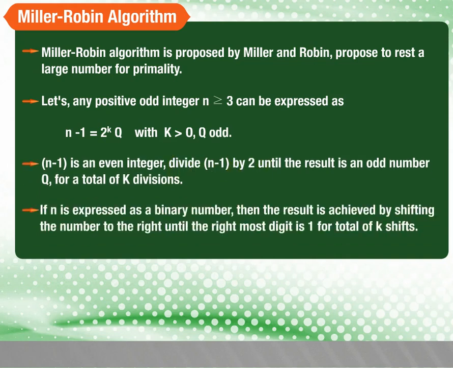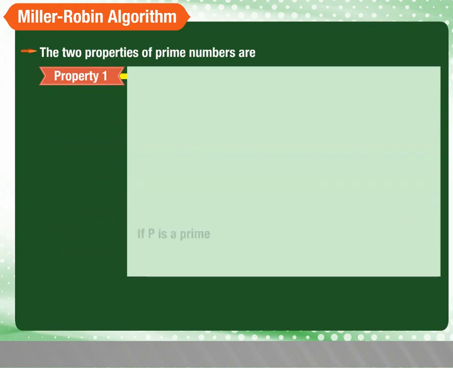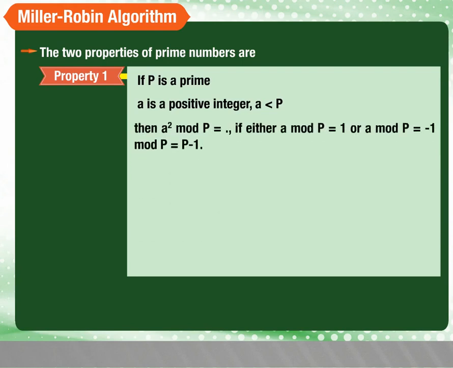If n is expressed as a binary number, then the result is achieved by shifting the number to the right until the rightmost digit is 1, for a total of k shifts. The two properties of prime numbers are: Property 1. If p is a prime and a is a positive integer less than p, then a square mod p is equal to 1 if either a mod p is equal to 1 or a mod p is equal to minus 1 mod p, which is p minus 1.